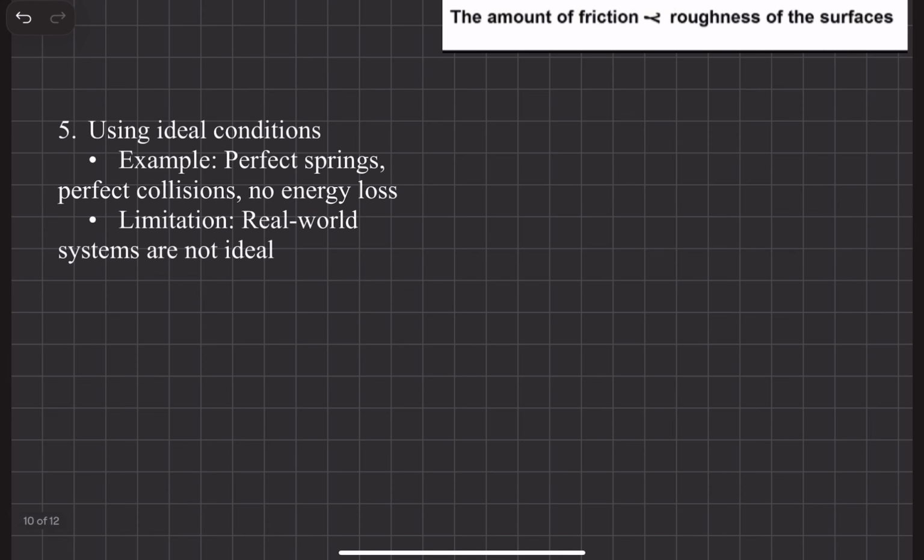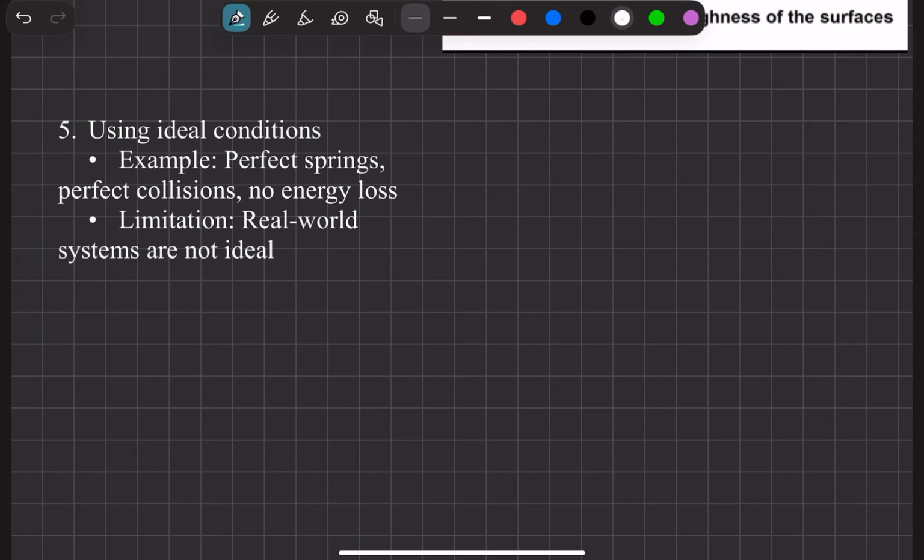Another common assumption we make is using ideal conditions. This is often the case with springs. The equation for the force of a spring is actually F = -kx, where k is just some constant, times x, where x is how far you stretch the spring. But this is not always true. In fact, this is an assumption. This is something called Hooke's law, and Hooke's law is only true in what we would call ideal springs or perfect springs, but not everything that has an elastic force is a perfect spring. In fact, there is no such thing as a perfect spring.